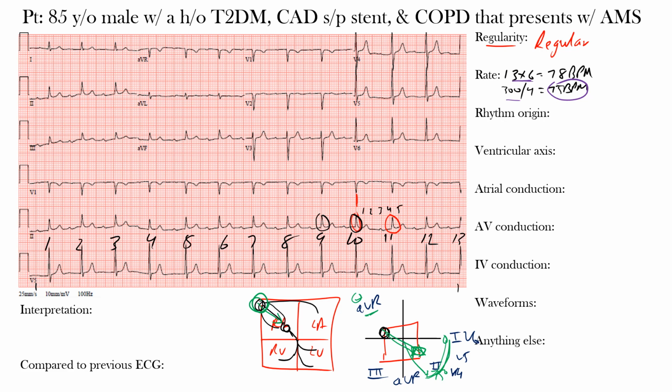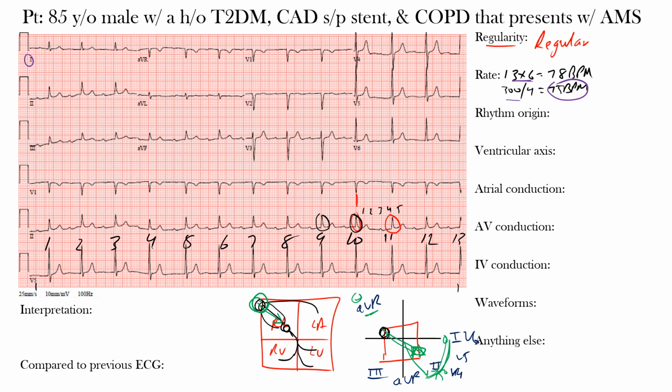So why are we looking at P waves? Well, that represents atrial depolarization, and that's where the sinus node is initially firing from, within the atria. So we want to see upright P waves in leads 1, 2, AVF, V4 through V6, those left lateral leads. So let's take a look if we can see those.